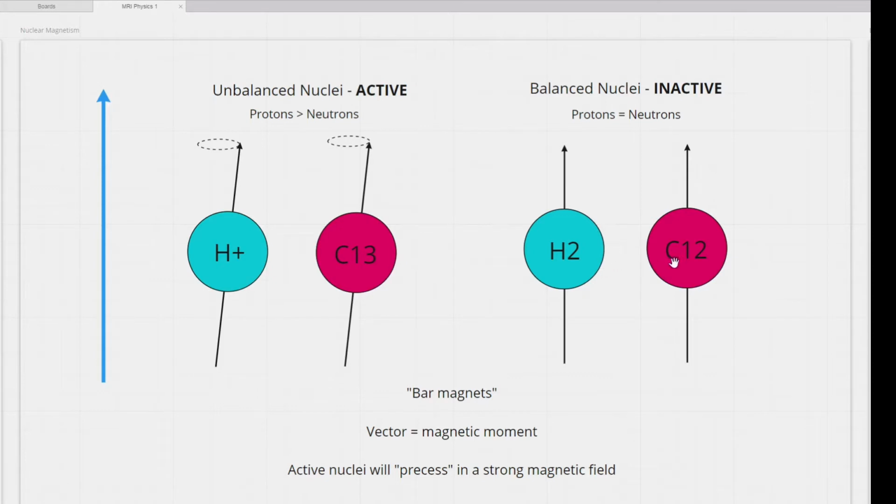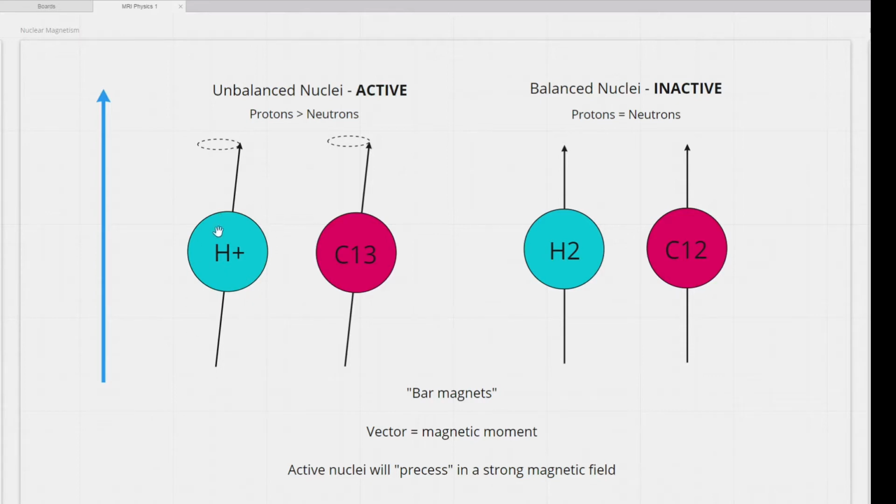On the other hand, there's a lot of balanced nuclei, nuclei that have the same number of protons and neutrons. These are going to be balanced. They're going to be stable, and those aren't going to be active. If you put those in a magnetic field, they're not going to exhibit this spin. They're not going to spin like tops. They're not going to precess. Okay, so in MRI, the things that we're interested in are these active nuclei. Okay, we don't care about this.